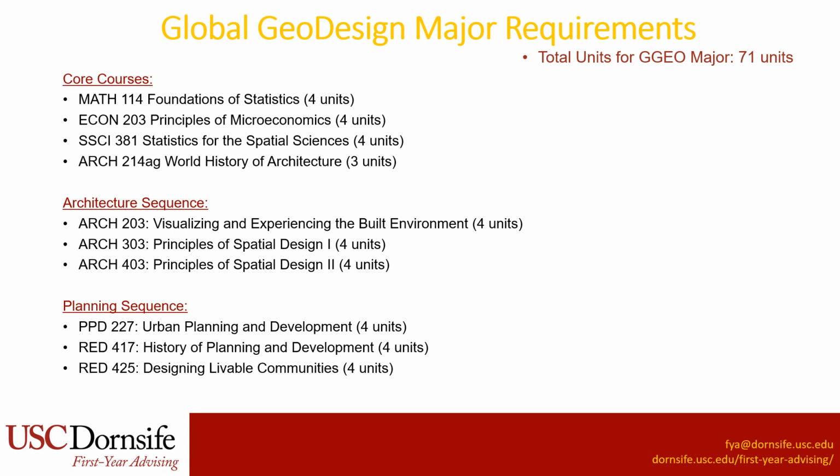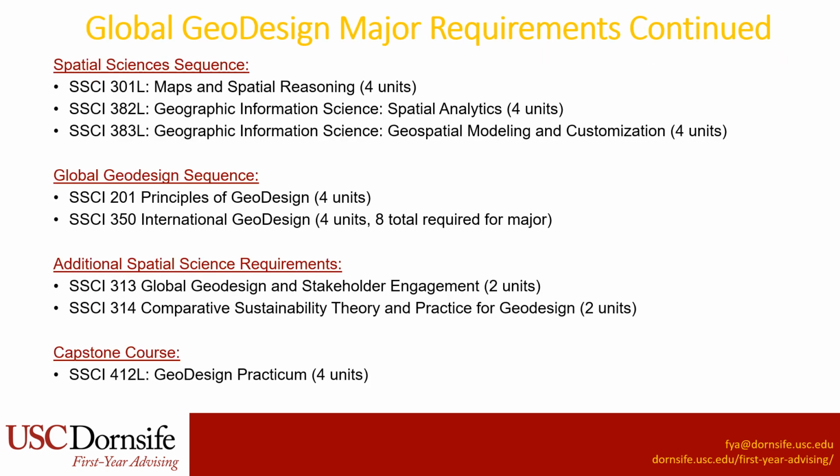And similar to the geodesign major, you'll also have a couple different sequencing units within various schools at USC. So you'll have your architecture sequence for 12 units, the planning sequence again for 12 units, the spatial sciences sequence for 12 units, and then you'll have your global geodesign sequence, which is also going to be 12 units.